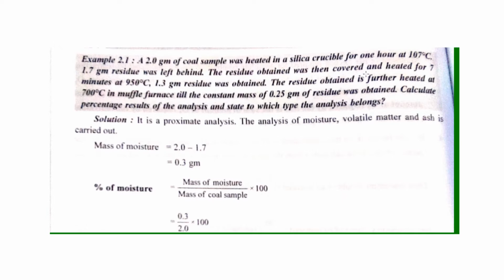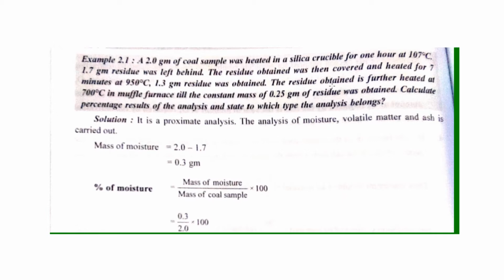the moisture will escape from the given coal sample. And when we heat the residue of the sample, after heating at 105 to 107 for 1 hour, keeping it in an enclosed crucible with the lid on at 950 degrees for 7 minutes, then the volatile matter will escape.